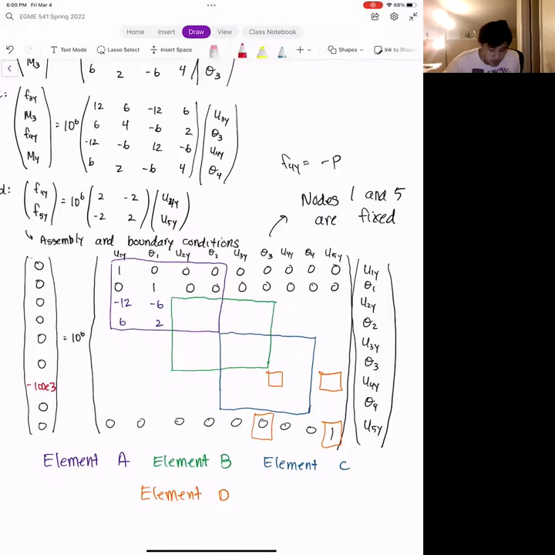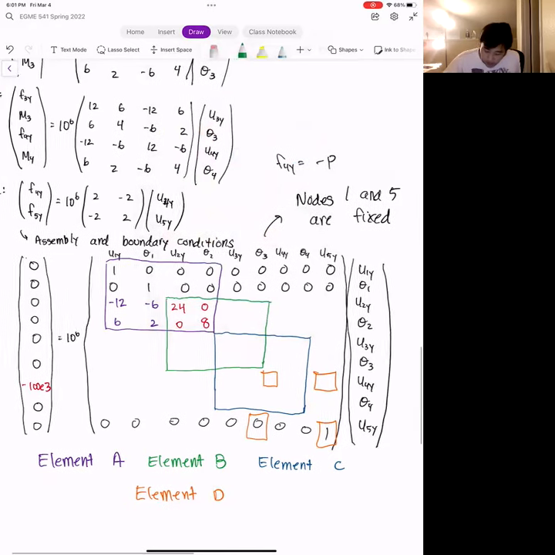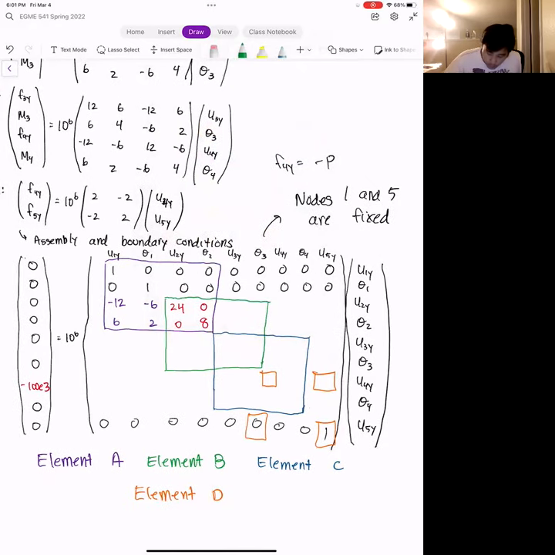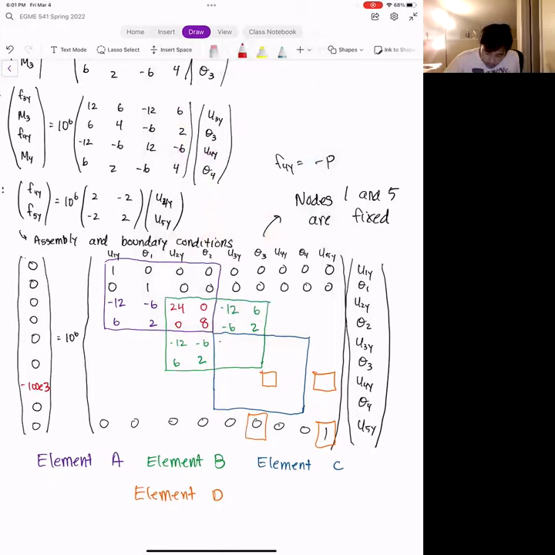All the overlap parts I'm going to write in red. Here we have a 24, so that's 12 plus 12. Then we have a 6 minus 6, which is 0. Another 6 minus 6, which is 0. And then a 4 plus 4, which is 8. From there we have the other parts which don't overlap, and I'm going to write these in green. Then we have some more overlap parts, which look the same as up there: a 24, a 0, a 0, and an 8.